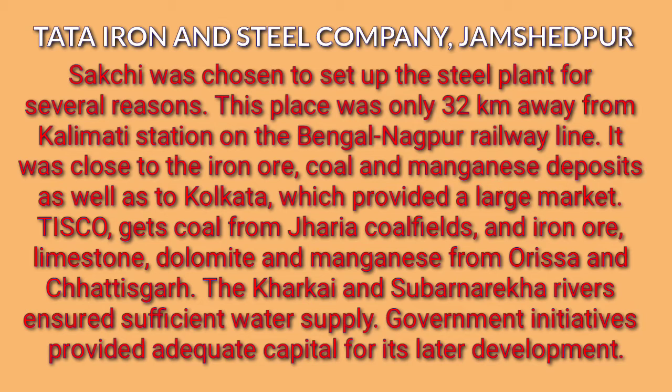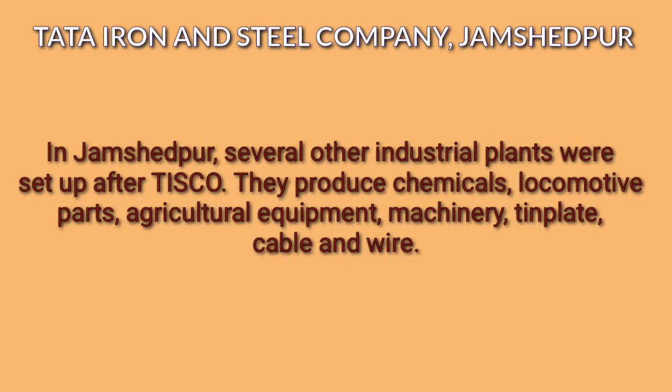The Kharkai and Subarnarekha rivers ensured sufficient water supply. Government initiatives provided adequate capital for its later development. In Jamshedpur, several other industrial plants were set up after TISCO. They produce chemicals, locomotive parts, agricultural equipment, machinery, tin plate, cable and wire.